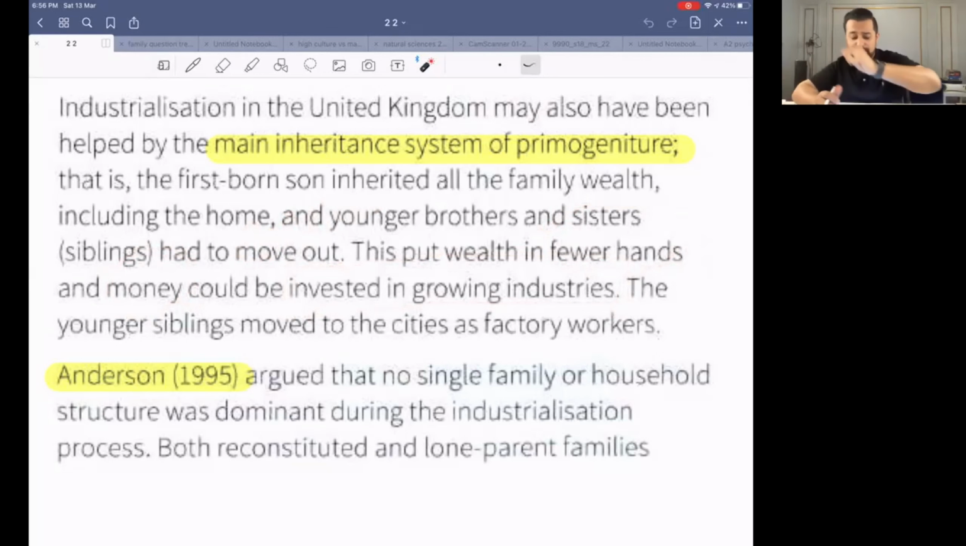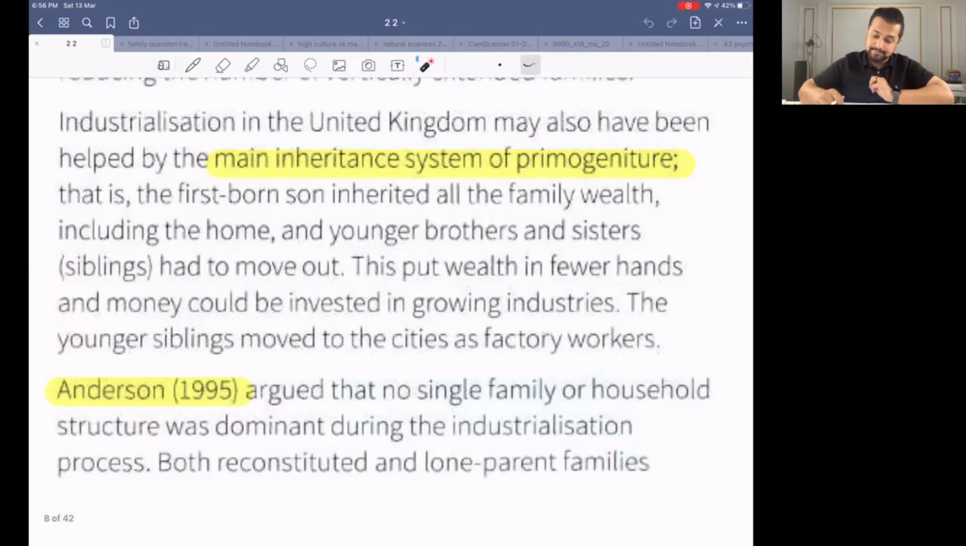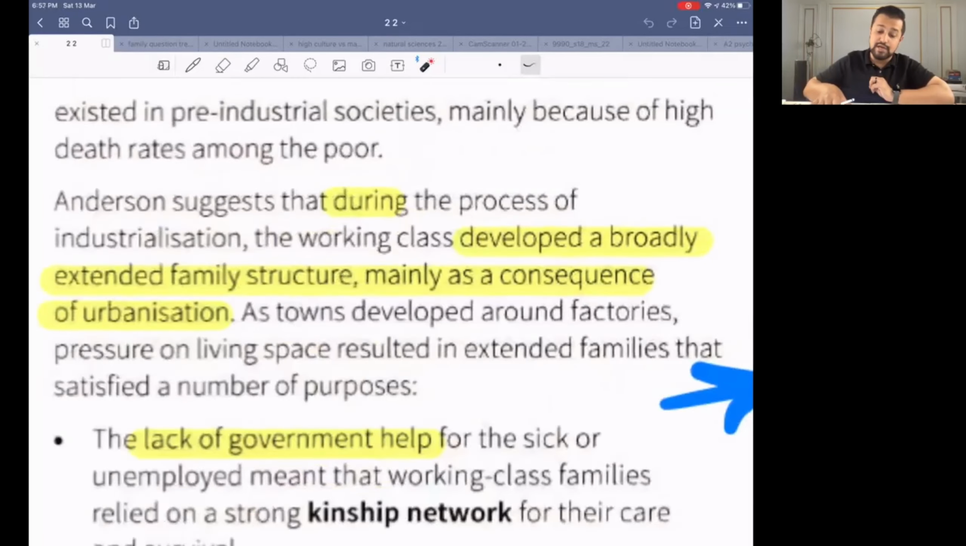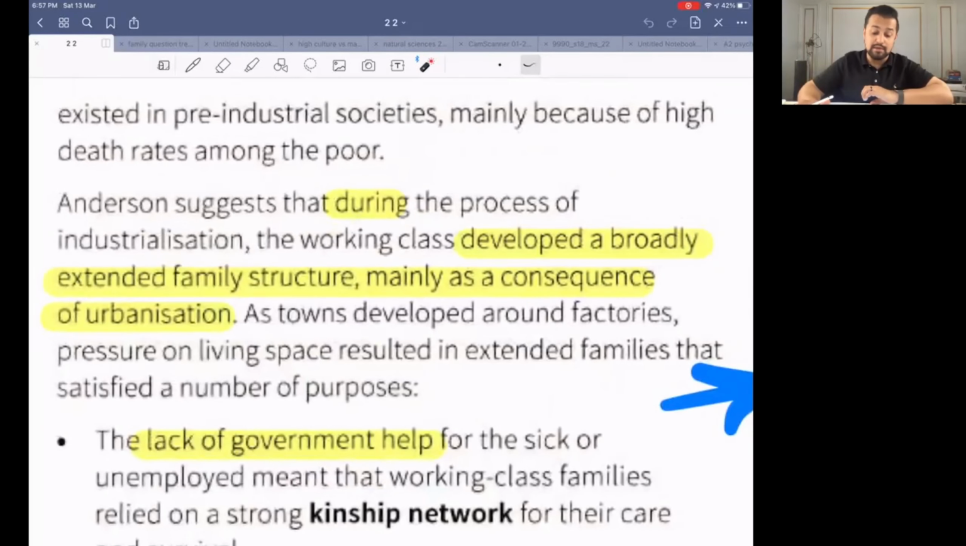Now, if I take this ahead, let's have a look at what Michael Anderson has to say. According to Michael Anderson, Anderson argued that no single family or household structure was dominant during the industrialization process, right? Which is again in contrast to the fifth theory, right? Both reconstituted and lone parent families existed in pre-industrial societies mainly because of high death rates amongst the poor.